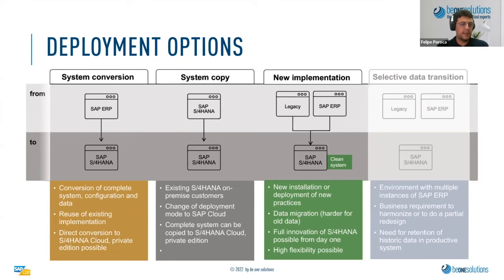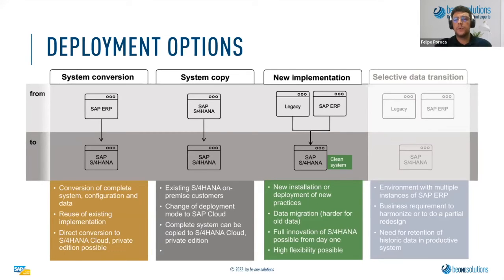So the first one, called system conversion, it's mainly used for the ones who are using, for example, ECC, right? So you have ECC, you need to follow a couple of steps, then you are going to use this option to move to S/4HANA. System conversion. Current version, S/4HANA. System copy.